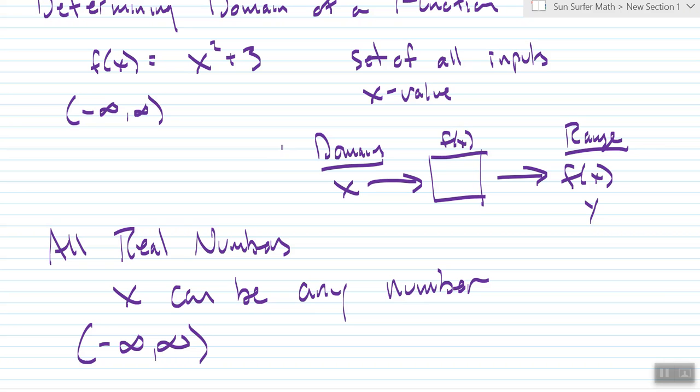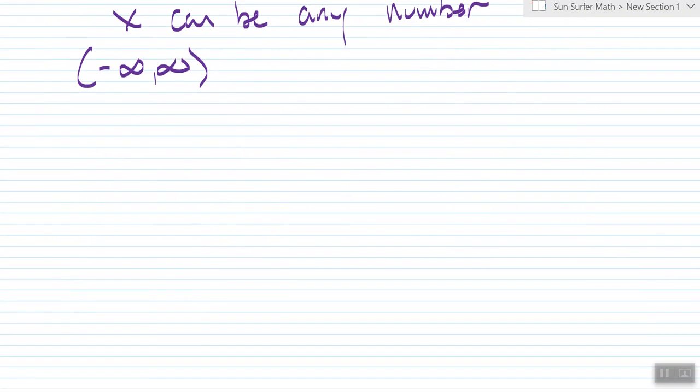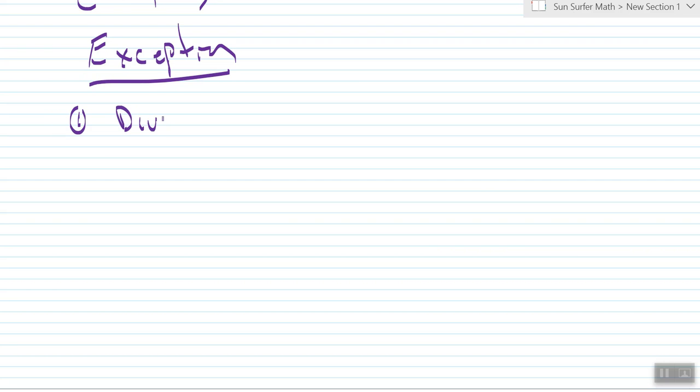unless there is one of two exceptions. And the easiest way to approach finding the domain is to determine if there is one of the exceptions. If there is not one of the exceptions, then it's all real numbers. The first exception to the all real number domain would be if there is division by 0.